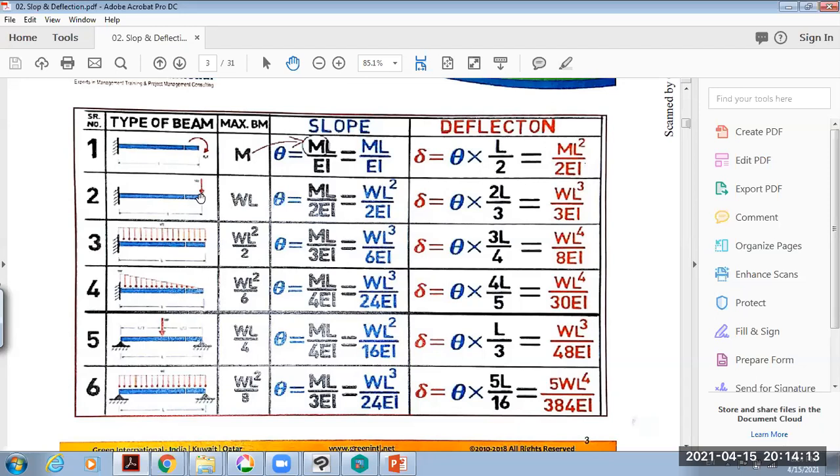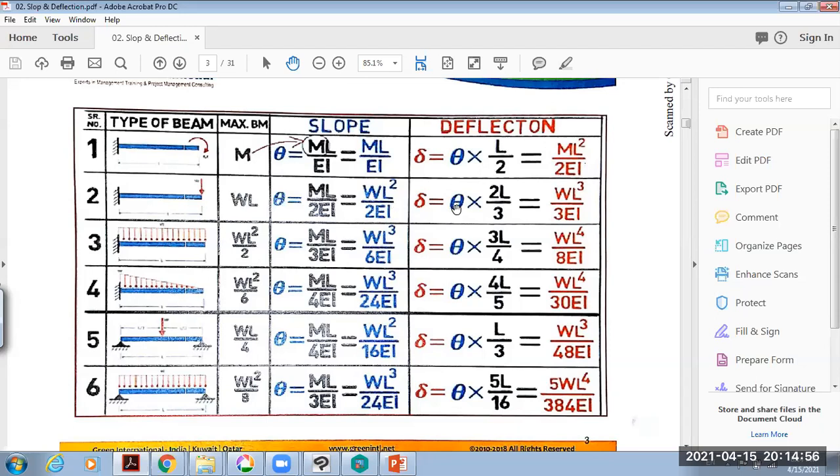But what if it is subjected to a load? We call it W. This is a load, W, whatever the weight or load. The maximum bending moment is equal to WL, because the moment here is L multiplied by W. This is the maximum moment. And theta is equal to the maximum moment, coming from W multiplied by L, WL square, then divided by 2EI. WL square divided by 2EI. This is theta, the slope.